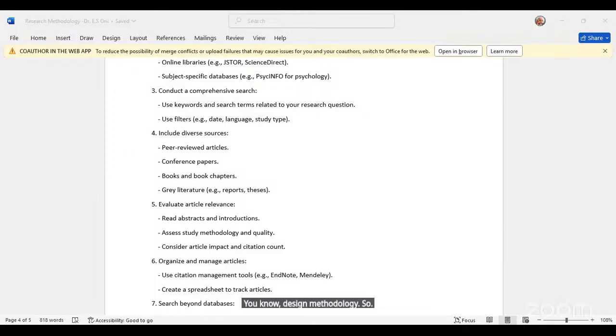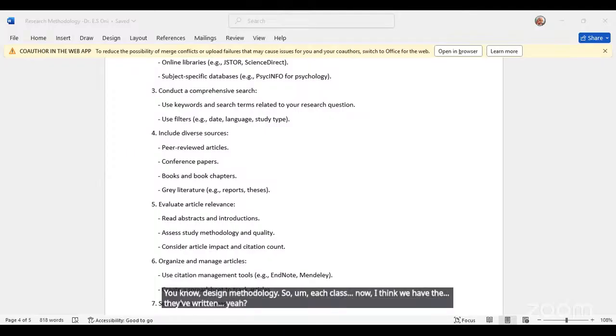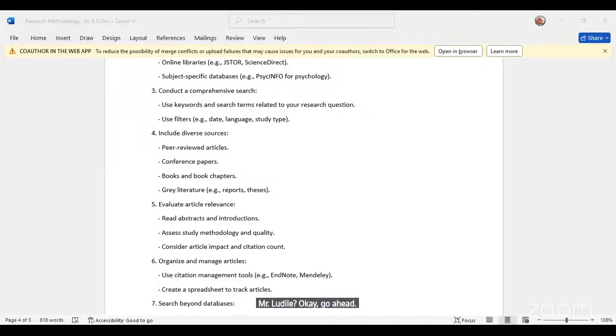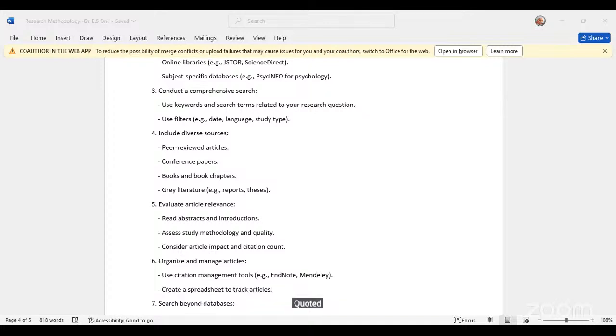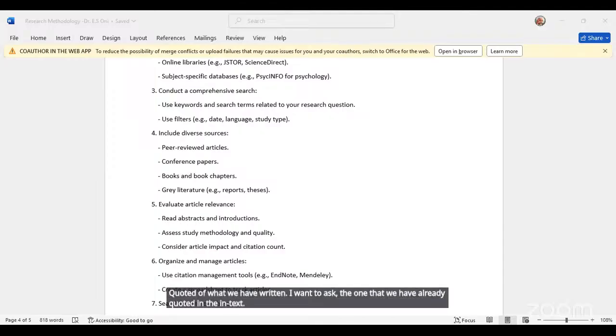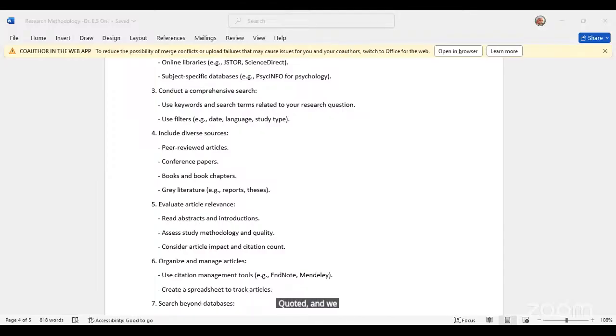So each class now, I think they've written. Mr. Oludele, okay, go ahead. Thank you so much, our lecturer, for this very important lecture. I just want to clarify about when you were giving the lecture on plagiarism and reframing of what we have written. For the one that we have already quoted in-text and put the reference, are we to reframe that one?